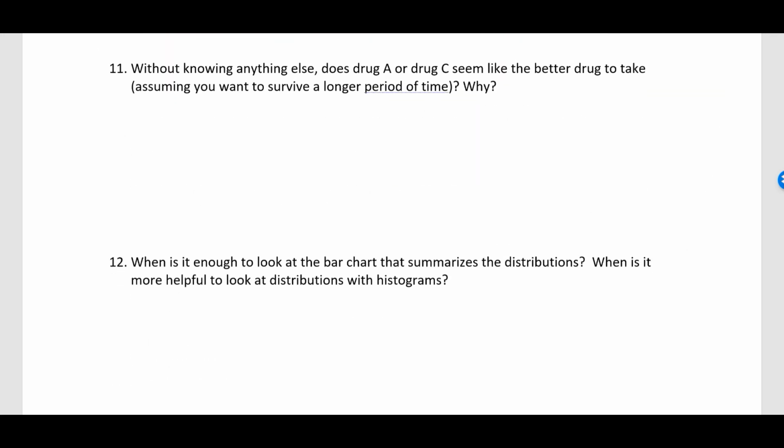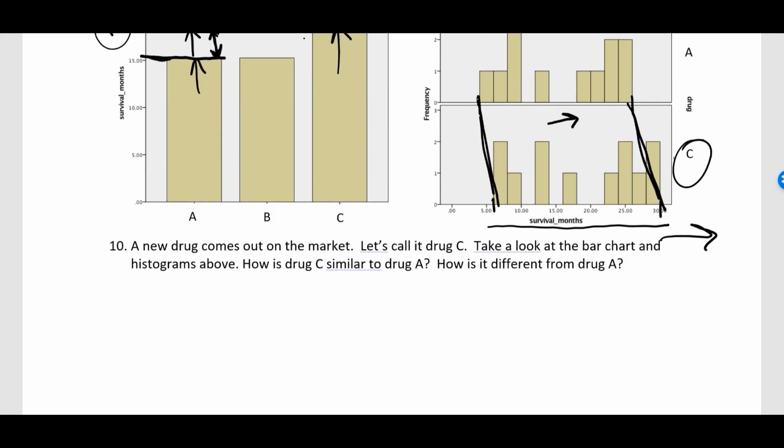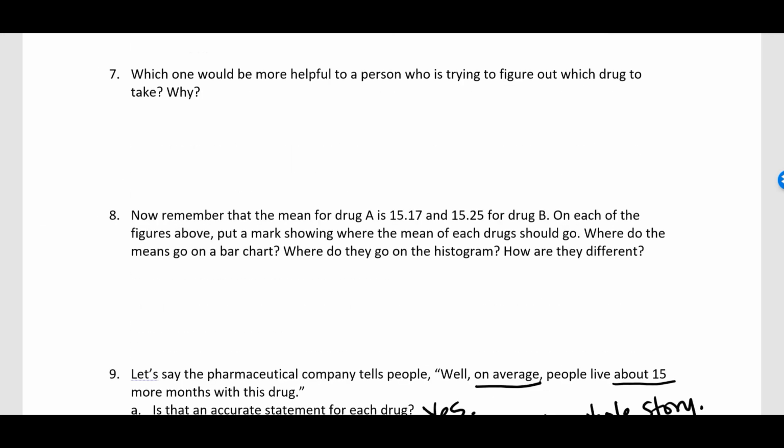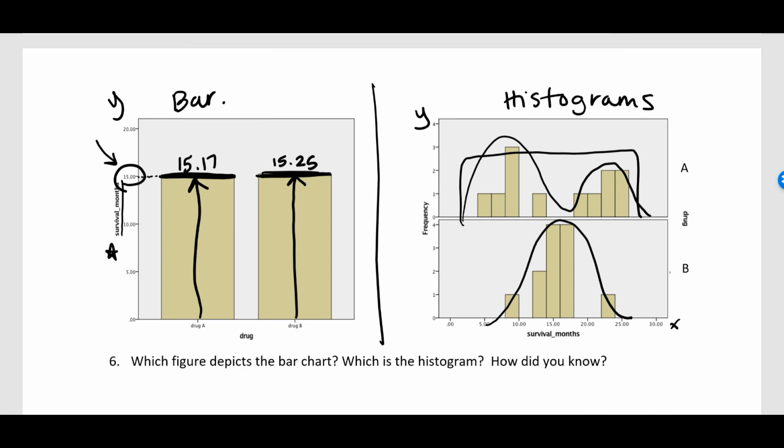So, when is it enough to look at the bar chart versus when is it more helpful to look at our histograms? Here in this situation, I actually think the bar chart is more helpful because we can see that difference better. If the distributions look about the same, the histogram's not really giving us that much more information. Versus in the situation with A versus B, where the means are so similar, the bar chart doesn't really give us very much information at all. Whereas in the histogram, we can see the shapes are different, and that makes a big difference in this case.